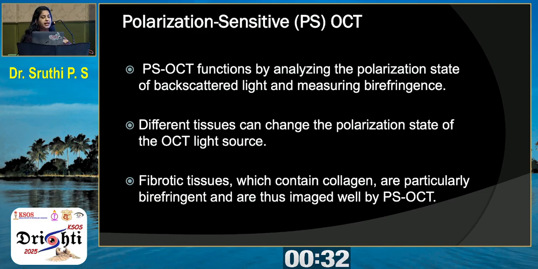So coming to the next emerging advance, the polarization-sensitive OCT, that is PS-OCT. PS-OCT functions by analyzing the polarization state of the backscattered light and measuring its birefringence. So different tissue has different polarization states. The fibrotic tissue containing collagen is particularly birefringent and thus imaged well by PS-OCT.